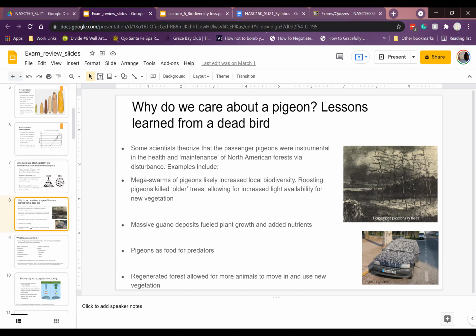The passenger pigeon, again, exploited it, overused it as a resource. And in terms of biology, that means going extinct. That's what that ultimately means.